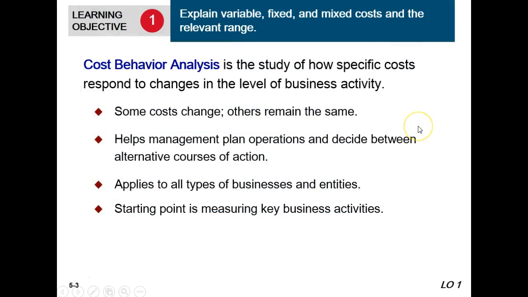So the first objective here that we are going to come up with, cost behavior analysis, is the study of how specific costs respond to changes in the level of business activity. So we know that any time there is business activity, there will be some costs at some level that do remain constant or fixed. There will be some costs that are variable in nature. And then sometimes there's what we call mixed cost, a combination of both. Some costs change, others remain the same.